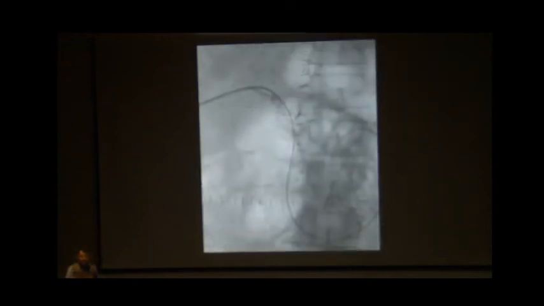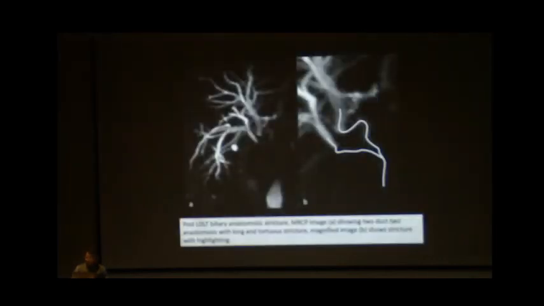But once we cross it and we place a stiff wire for placement of a balloon, we see that there is a straightening of the stricture. And after the stricture is straightened, we place a balloon and do a balloon dilatation.